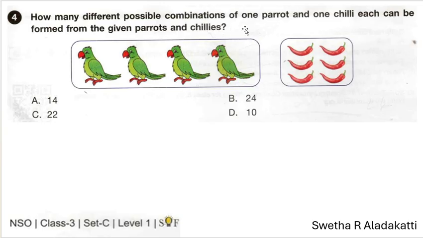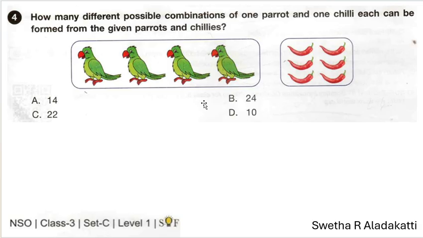4. How many different possible combinations of one parrot and one chilli can be formed from the given parrots and chillis? So there are 4 parrots and 6 chillis. We have to make a pair of one parrot and one chilli. So this parrot and this chilli will make one combination. This parrot and this second chilli will make 2 combinations. Like this, the first parrot can form 6 combinations. The second parrot similarly can form 6 combinations, one with each chilli. Similarly with the 3rd and 4th parrot. So how can we find this answer?